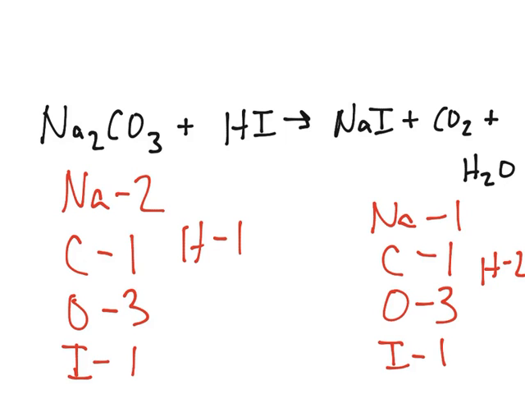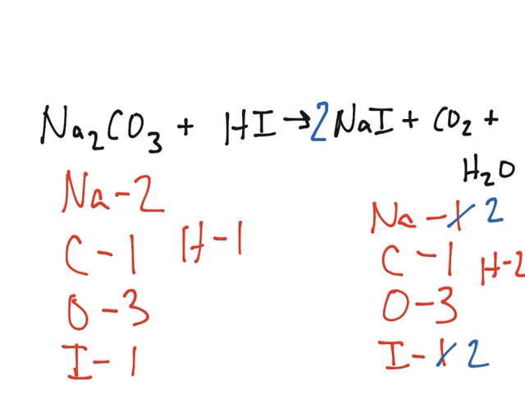Now there's only a couple things messed up here, the sodiums and the hydrogens. Let's just try to fix one. And I'll just start with the sodium. In order to make there be 2 sodiums on the right, I have to put a coefficient of 2 out front of the sodium iodide. That will give me 2 sodiums, but that also gives me a total of 2 iodines.